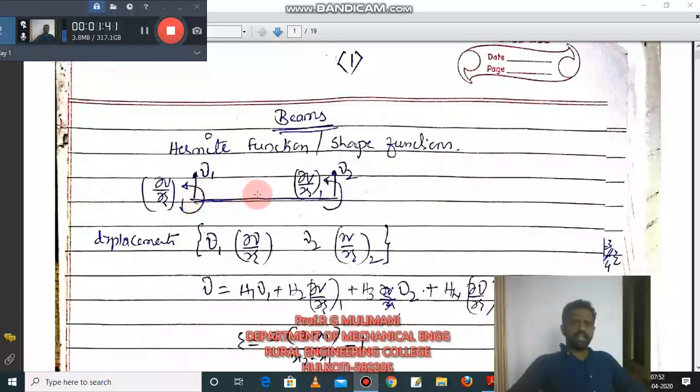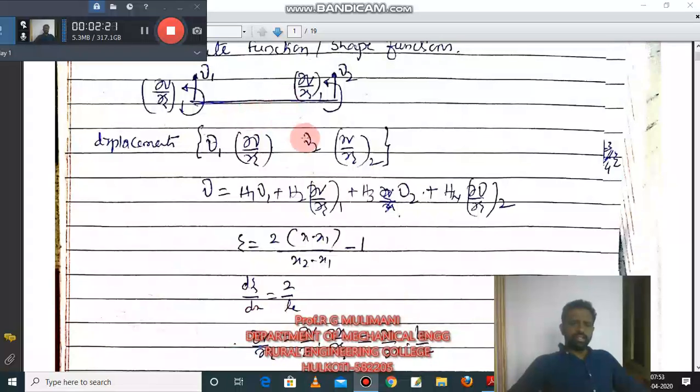So in total there are 4 degrees of freedom: the vertical displacement at node 1, that is V1, and the slope, that is dou V by dou zeta, in terms of natural coordinates. Similarly, the nodal displacements at node 2 are the vertical displacement V2 and dou V by dou zeta, the slope or rotation at node 2. So these are the 4 nodal displacements.